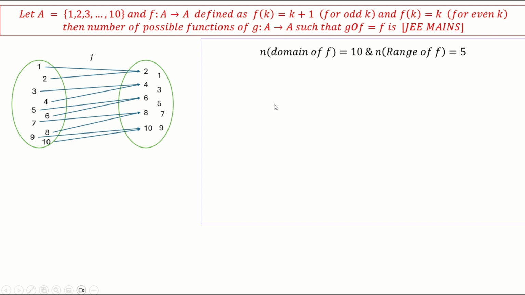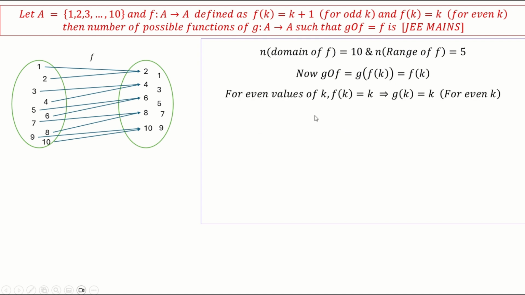Now, the number of elements in the domain of f is equal to 10 and the number of elements in the range of f is only 5. Correct? Only 5 are used: 2, 4, 6, 8, 10. Now, g of f of k is equal to f of k, right? It should be f. This is how it is defined.